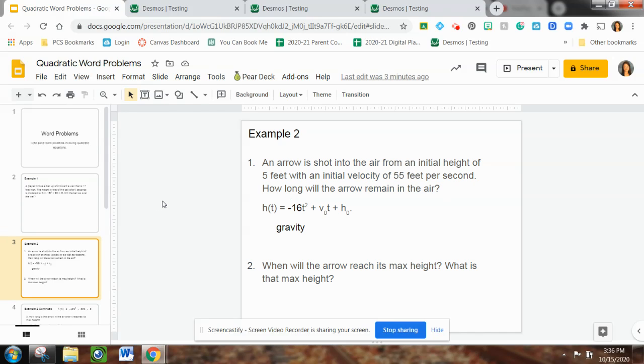For example number 2, an arrow is being shot into the air. We know our initial height is 5 feet. Our initial velocity is 55 feet per second. And here I have the gravity equation. And we're asked first how long it's going to stay in the air.